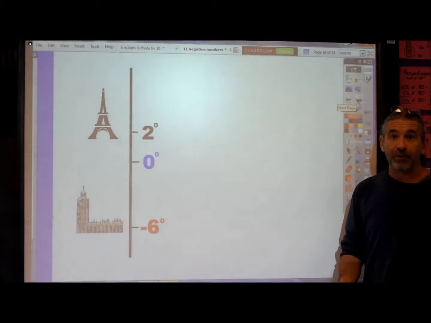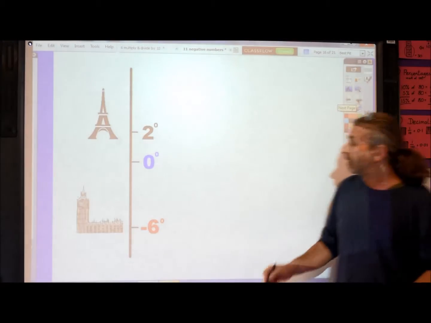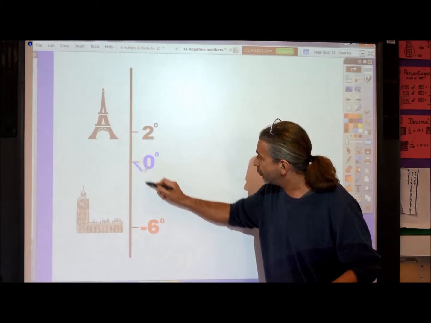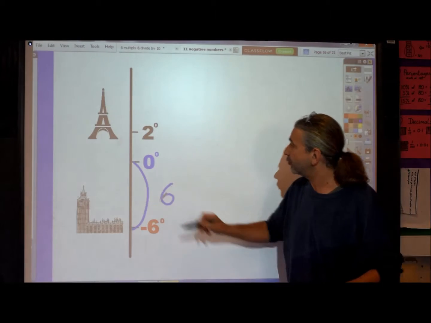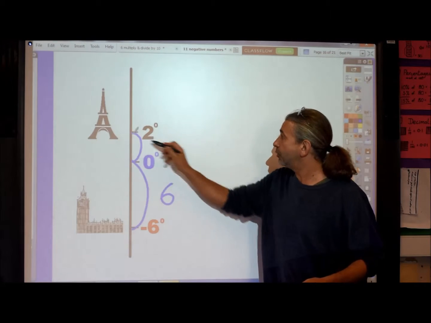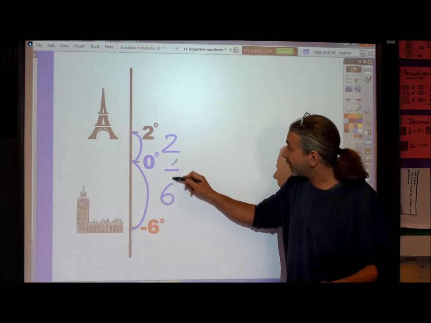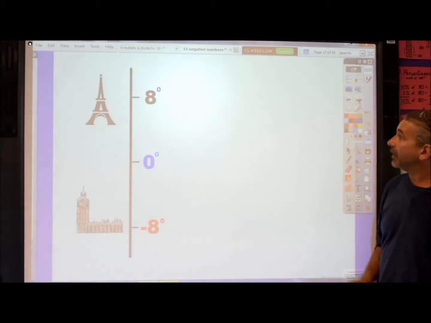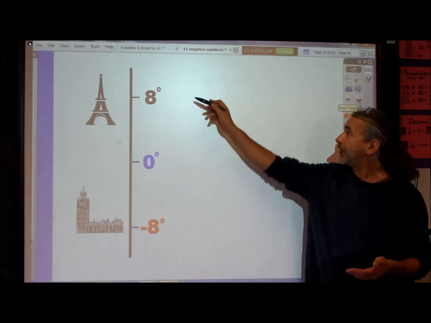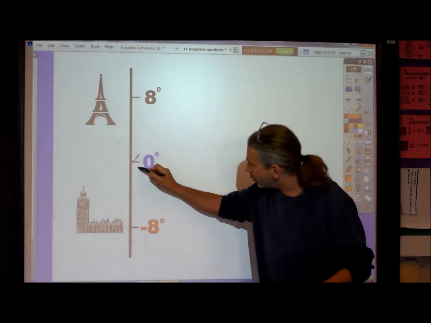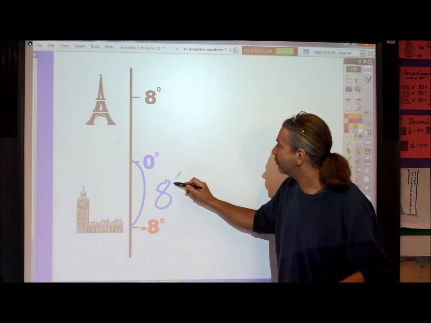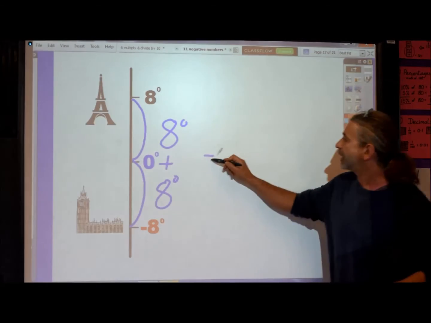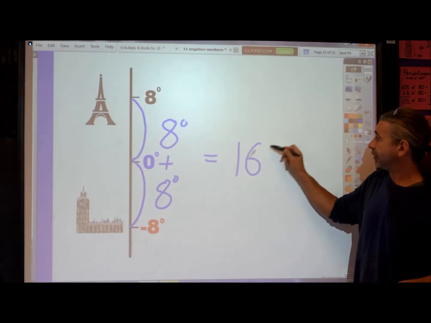Now, there is a much simpler way of doing it. If you want to find the difference between minus 6 and 2, from 0 to minus 6 is 6, from 0 to 2 is 2, add together 2 and 6 and it will be 8 degrees. If you want to find the difference between minus 8 and 8, from 0 to minus 8 will be 8 degrees, from 0 to 8 will be 8 degrees, add them together equals 16 degrees.